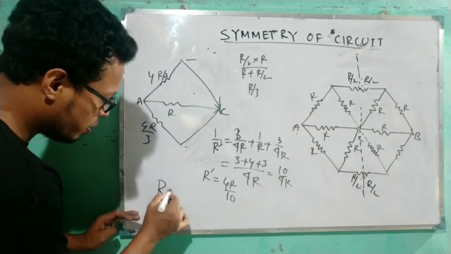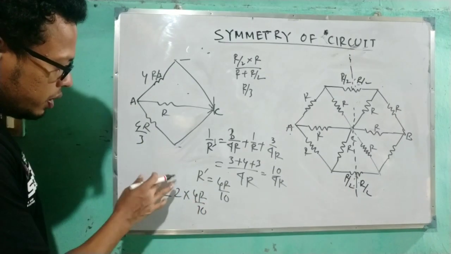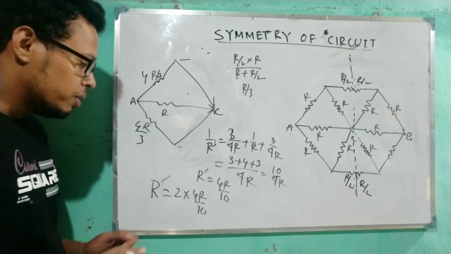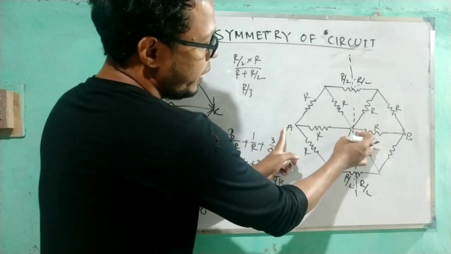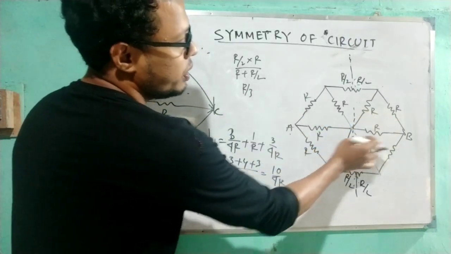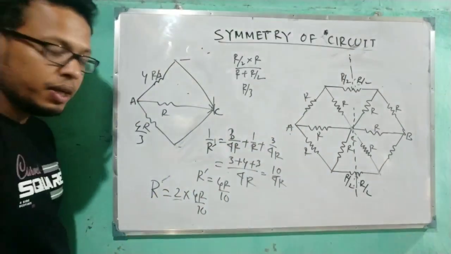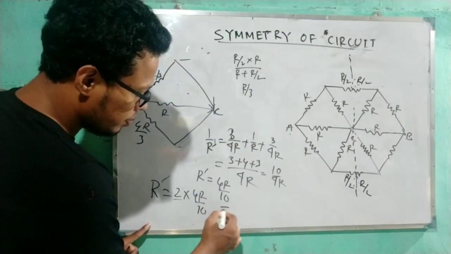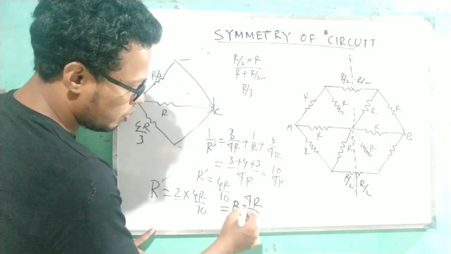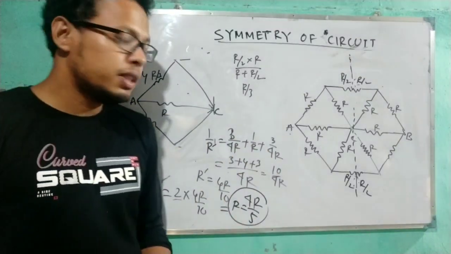So total R will be 2 into 4R by 10. Why? Because we got up to A and C it is 4R by 10, so the part left between C and B is also 4R by 10. That's why I have multiplied by 2, and the equivalent will come 4R divided by 5. This is the value of R. Okay, clear? This is the equivalent resistance between A and B.